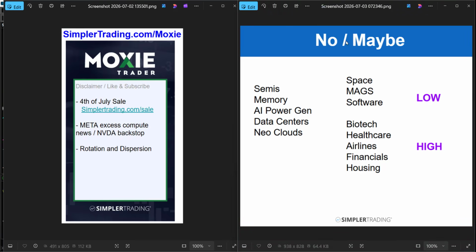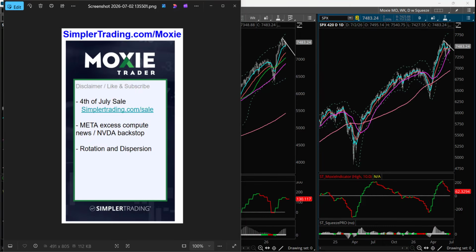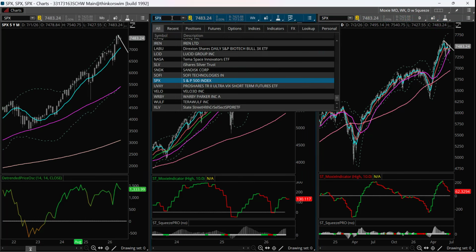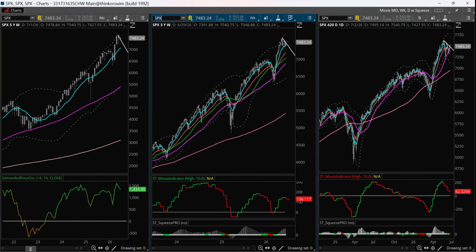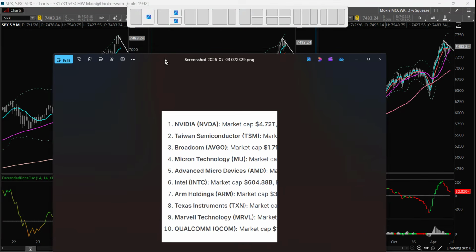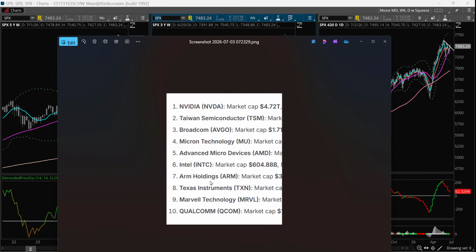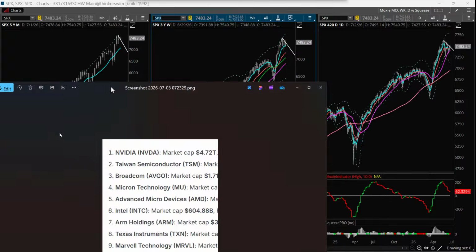So let me take this, and I'll show you some of the charts of what I'm seeing. And this all goes along with the whole rotation and dispersion thing, money flowing out of one sector and going into other sectors. What I want to show you here, I'll just run through a couple charts real quick. I just Googled, hey, top 10 semiconductor stocks, and we'll run through a few of these so you can see what's happening.